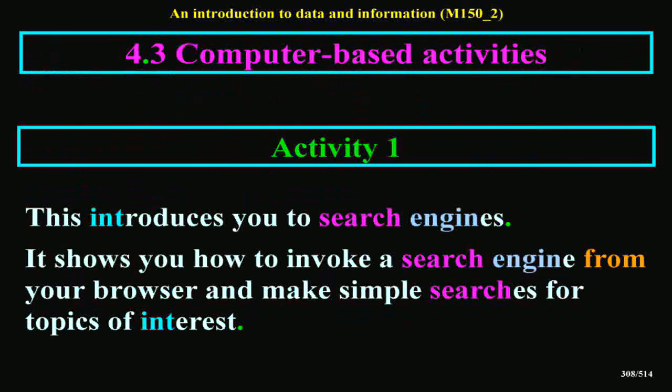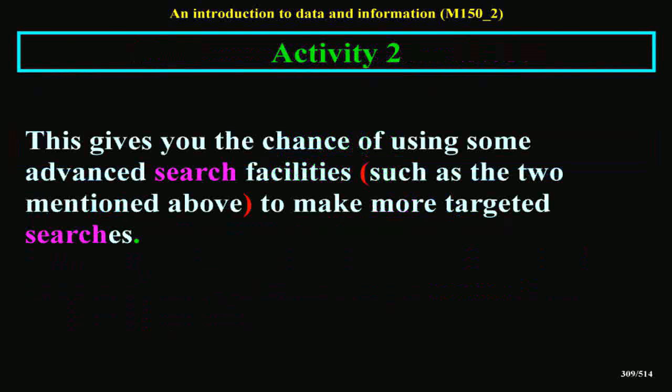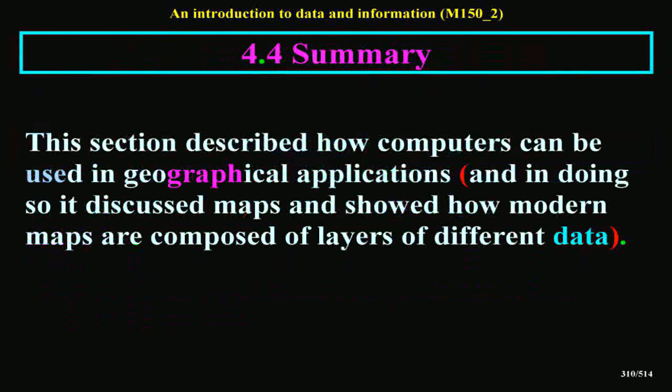4.3 Computer-based activities. Activity 1. This introduces you to search engines. It shows you how to invoke a search engine from your browser and make simple searches for topics of interest. Activity 2. This gives you the chance of using some advanced search facilities such as the two mentioned above to make more targeted searches.